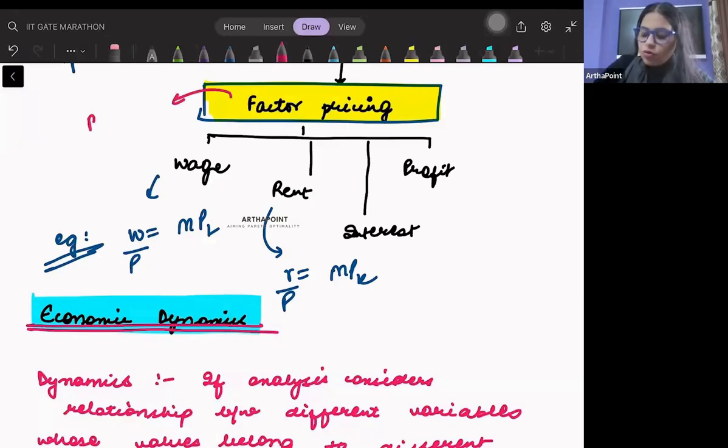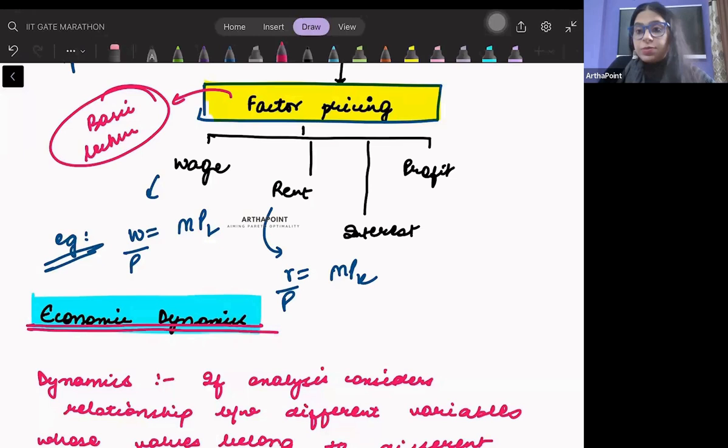इस पे if you go to the basic lectures ना, you will find another chapter completely which talks about factor pricing, and that's an important chapter क्योंकि वो बताता है कि फैक्टर के प्राइस कैसे डिसाइड किए जाते हैं इकोनॉमी में, and you may get an MCQ based on that.